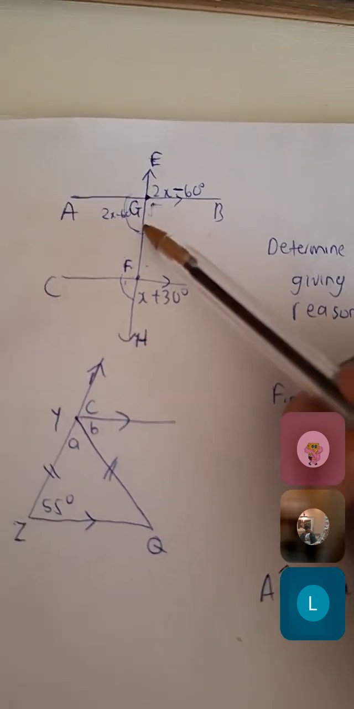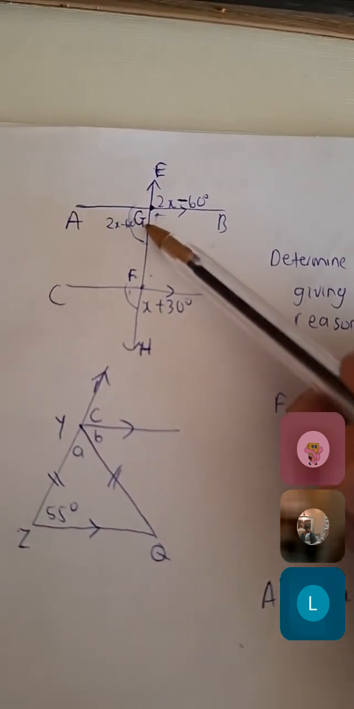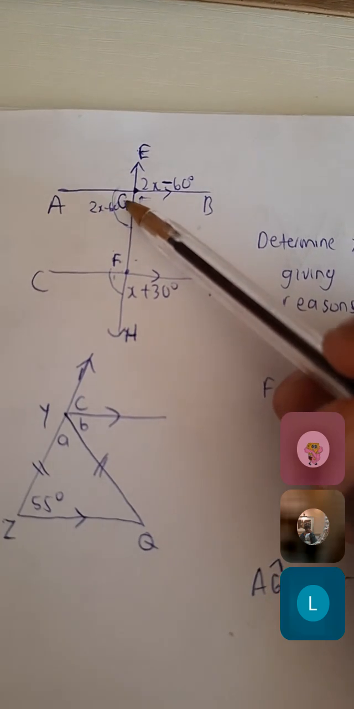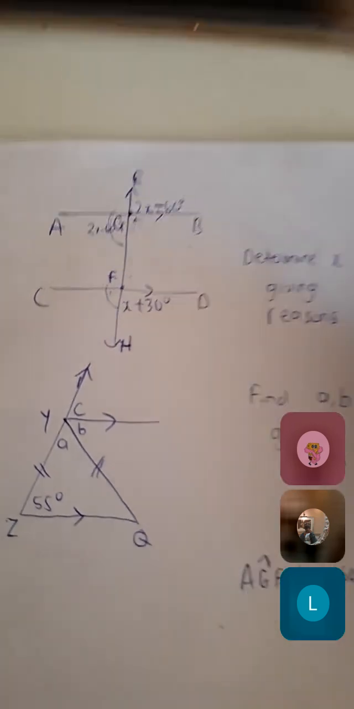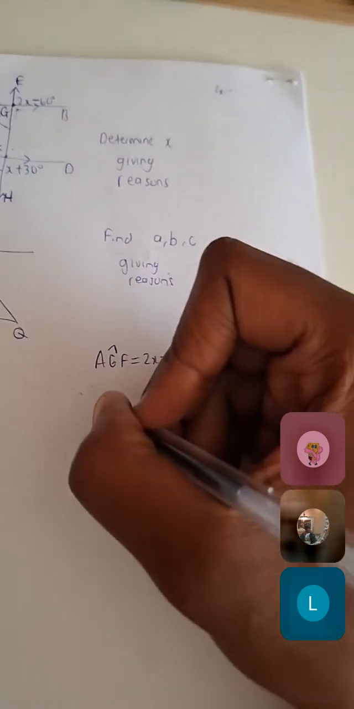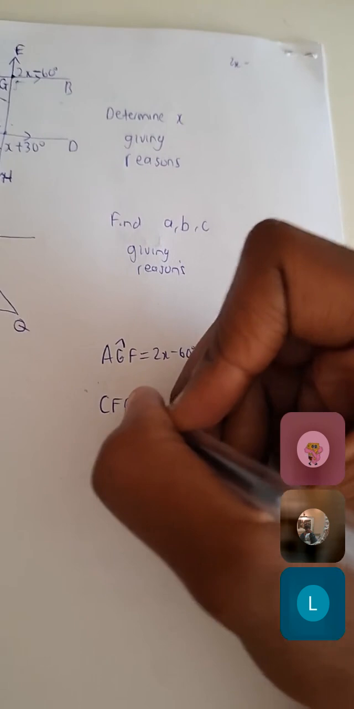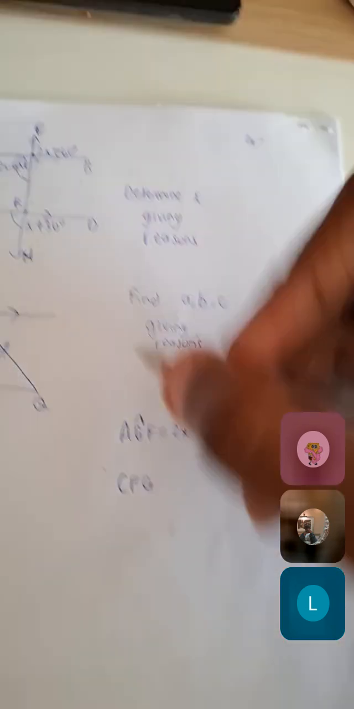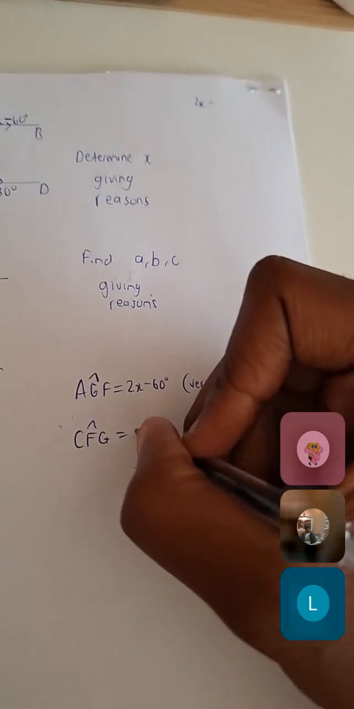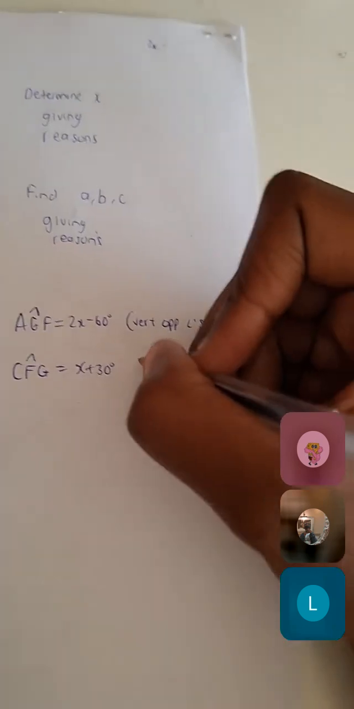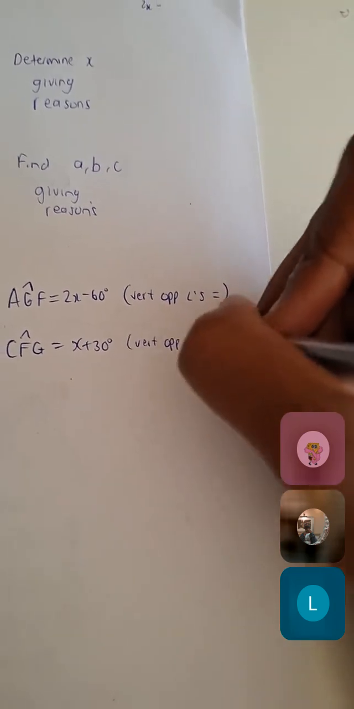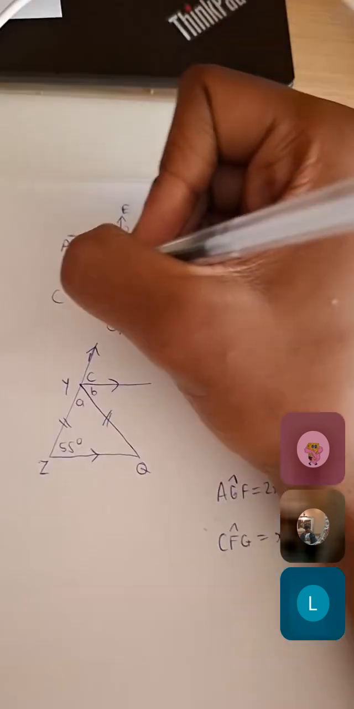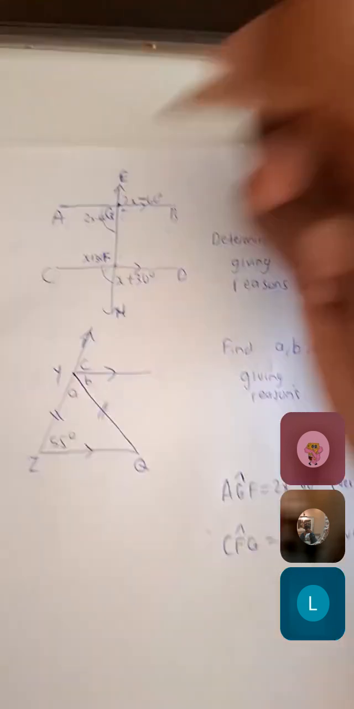Okay, Tasha, what are you saying? I'm saying x plus 30 degrees is equal to angle CFG. So in other words, angle CFG is equal to x plus 30 degrees. Okay, I agree with you. What's the reason? Vertical opposite angles. Okay, vert opp angles. I'm going to update my diagram with x plus 30 degrees.